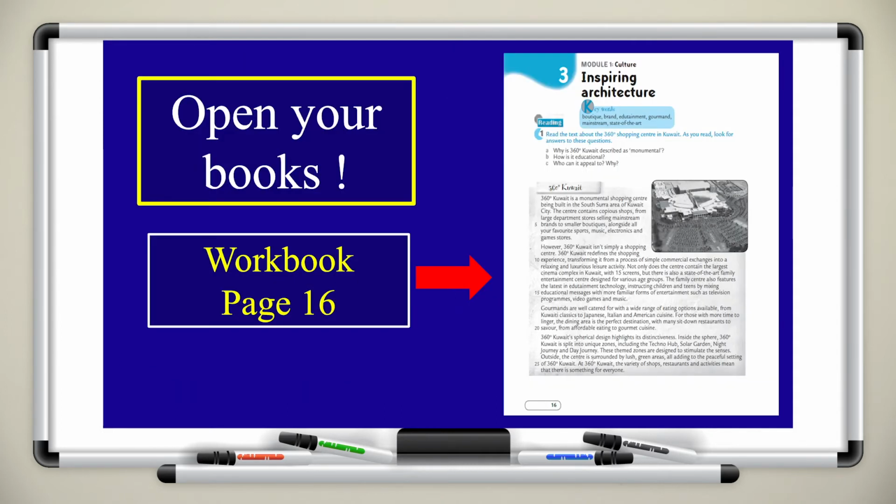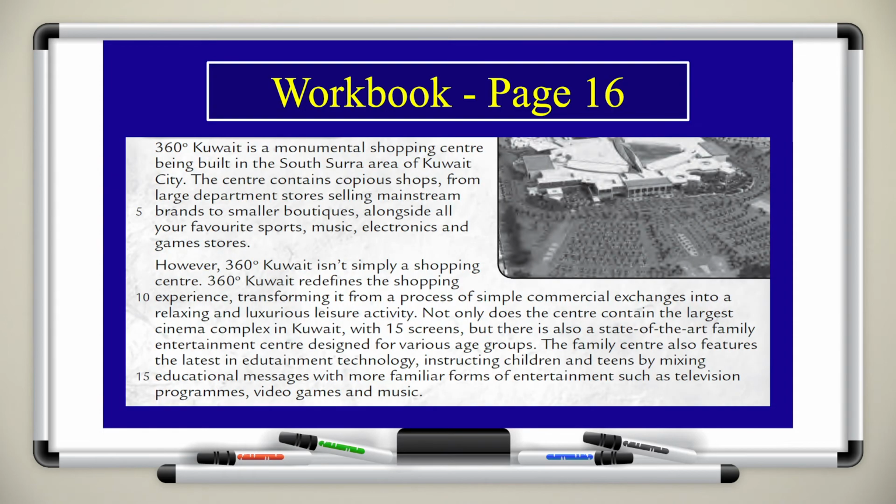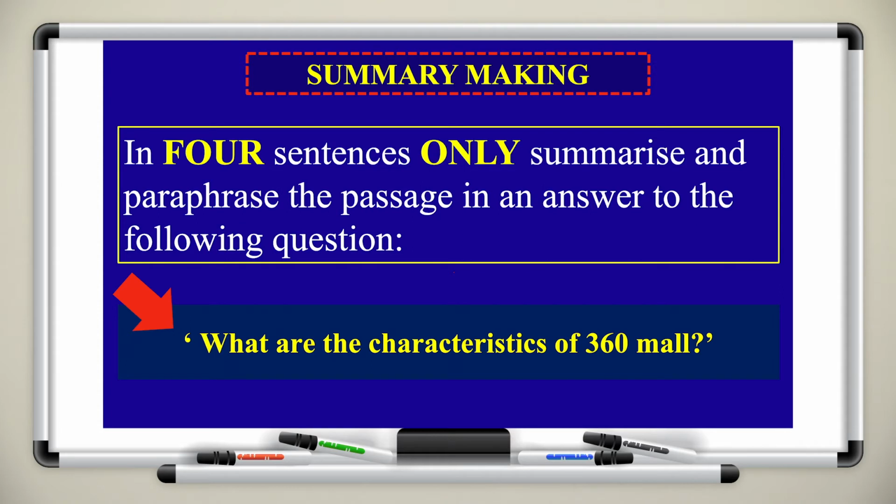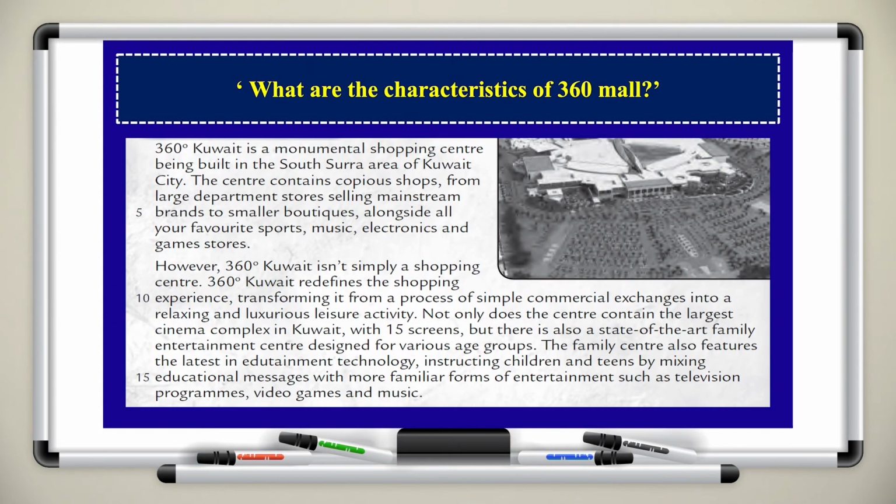Now go back to the workbook on page 16 and look at this text. You can pause the video to go through the text and read it. Now let's look at the question. In 4 sentences only, summarize and paraphrase the passage in an answer to the following question. It says summarize and paraphrase, so pay attention to these 2 things. The question is, what are the characteristics of 360 Mall? We can find the answers right there.